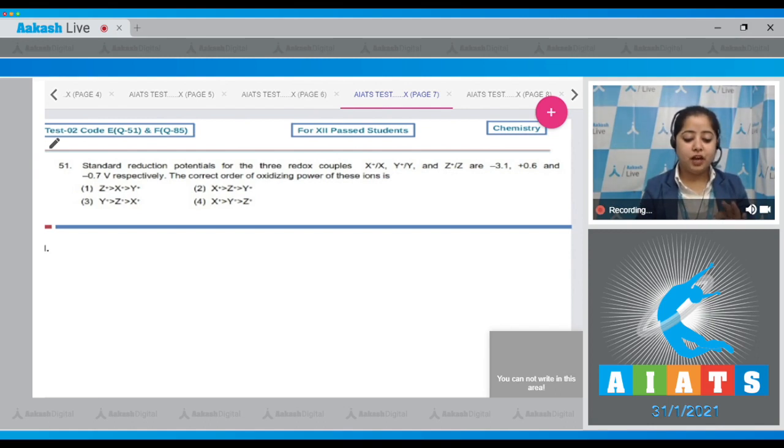Students, for this question we have to understand that the higher the standard reduction potential value of a species, the more will be its oxidizing power. That means among the given ions, the ion which has the highest oxidizing power is Y+, followed by Z+, further followed by X+. That means the correct answer is option number 3.